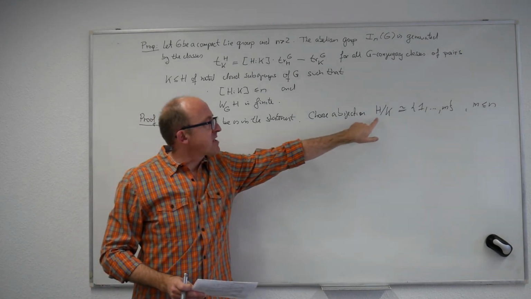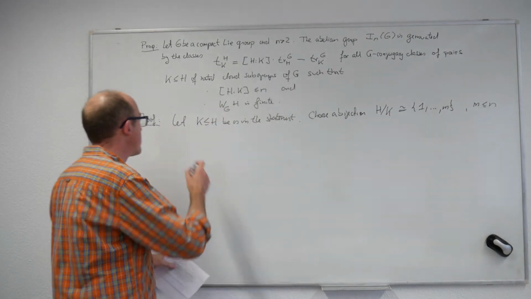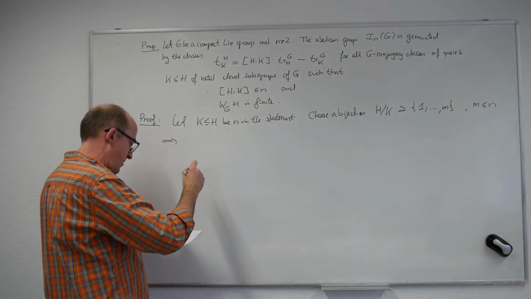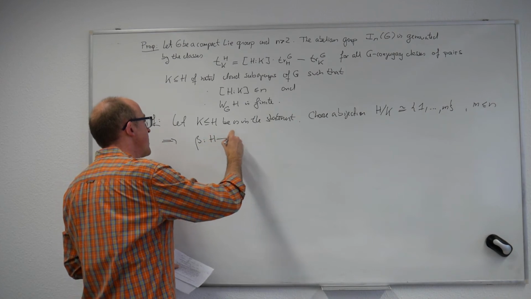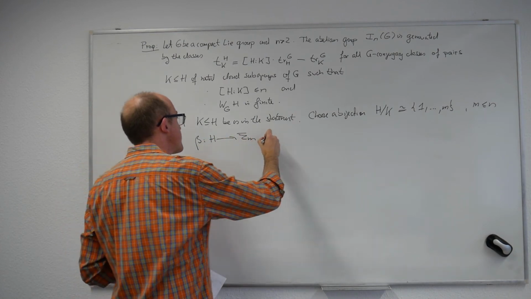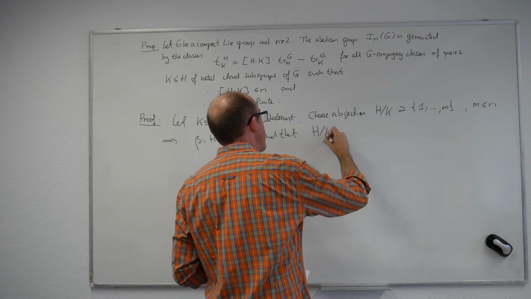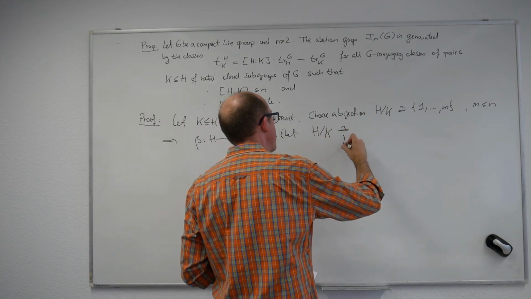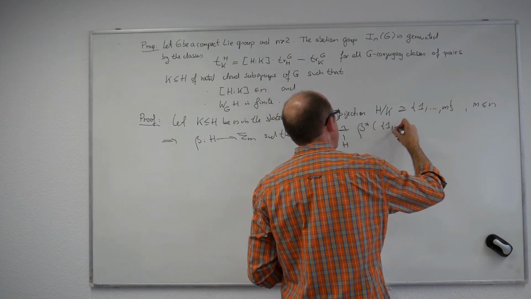So h acts by left translation on this, and this choice of bijection turns this into a homomorphism. For this we get a homomorphism alpha beta from h to sigma m, such that h modulo k becomes H-equivariantly isomorphic to beta upper star of 1 up to m.